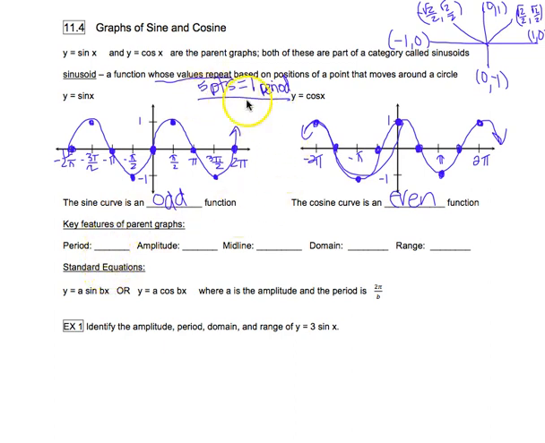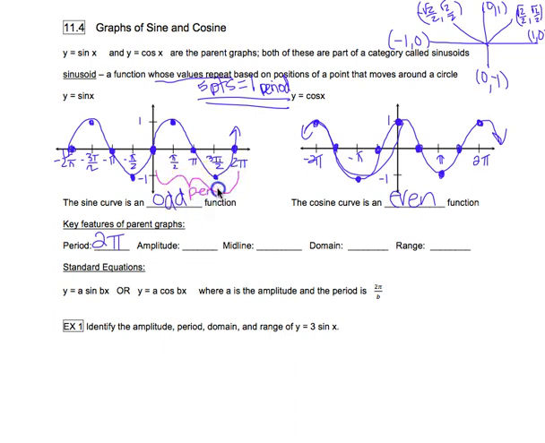Because it takes 5 points to get one full period, 1, 2, 3, 4, 5, we call the period of both of these graphs 2 pi. What that means is that's the horizontal distance, the length of one full cycle. So when I'm saying length, I'm meaning from here to here.